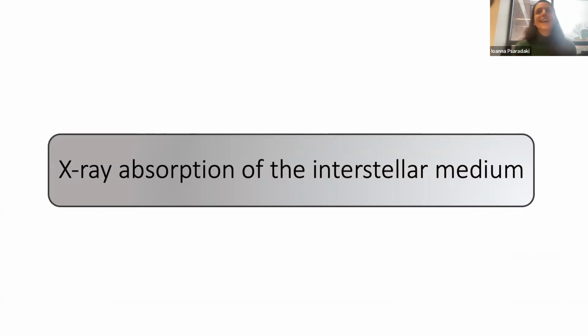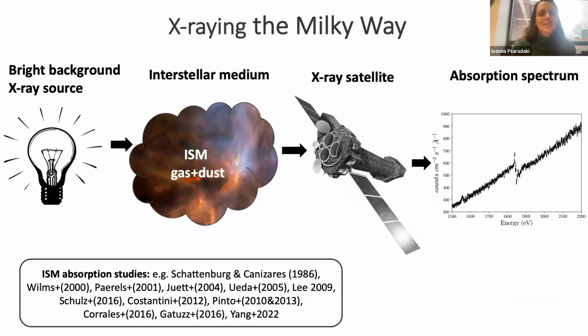Well, yes. The idea of how to study the interstellar medium and interstellar dust has been known for many years now. There are a number of studies. In our galaxy, we have a lot of bright background X-ray sources. We usually choose low-mass X-ray binaries. Their light travels through the interstellar medium, which has both gas and dust. And what we observe with the X-ray satellites is an absorption spectrum that has the information of both gas and dust in the line of sight.